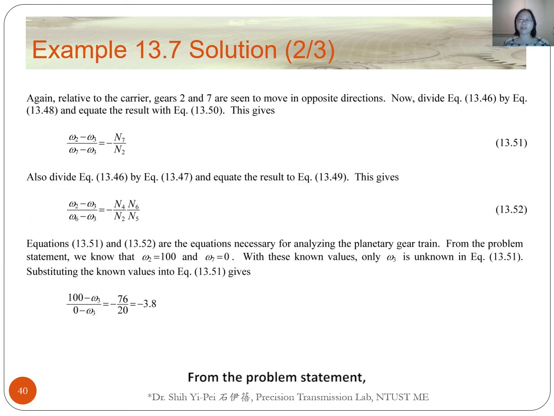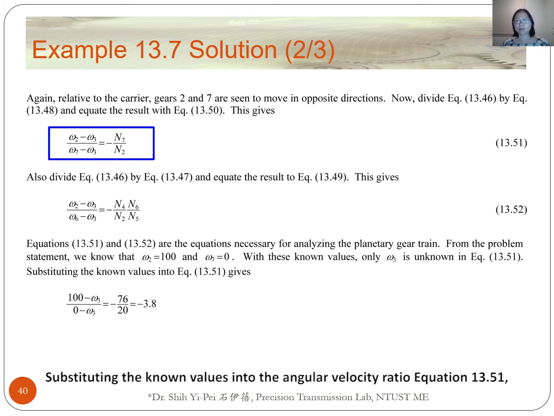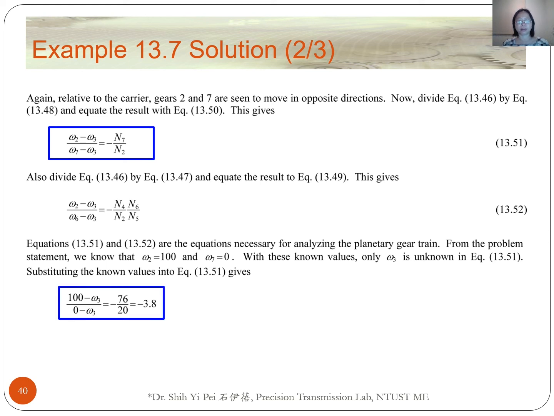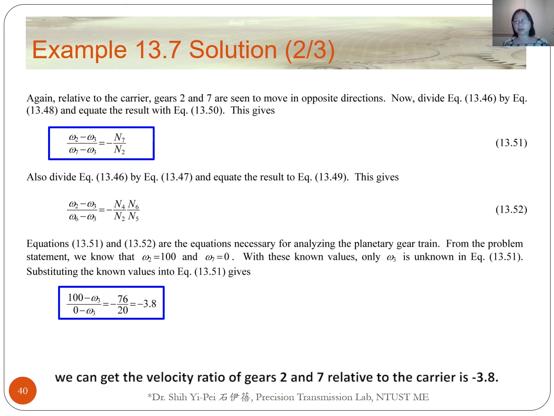From the problem statement, we know that omega 2 is equal to 100 rpm, and the gear 7 is fixed to the frame, so omega 7 is 0. The tooth numbers are given in the figure. Substituting the known values into the angular velocity ratio equation 13.51, we can get the velocity ratio of gears 2 and 7 relative to the carrier is minus 3.8.